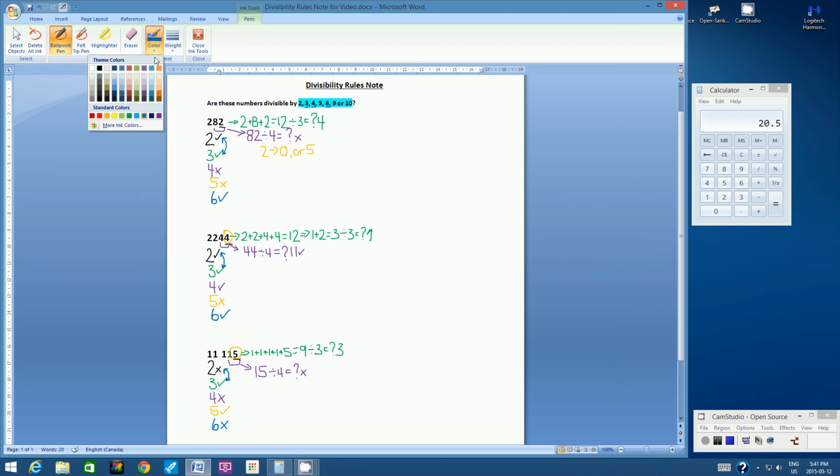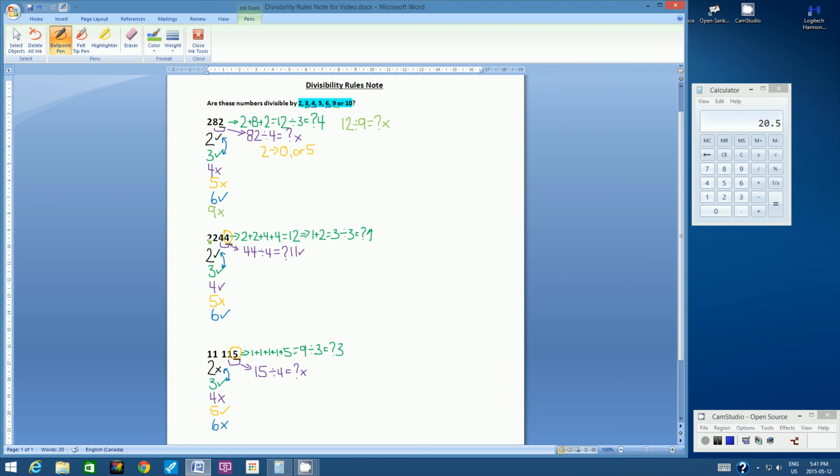Okay, let's go on to the divisibility rule for 9. Let's see, which green did I use? Okay. So the divisibility rule for 9, I apologize, is we add up all of the numbers, and if that number is divisible by 9, then the whole number is divisible by 9. So we added these numbers up already. 2 plus 8 plus 2 is 12. Okay? Is 12 divisible by 9? No, it is not. So 9 does not work for this number.